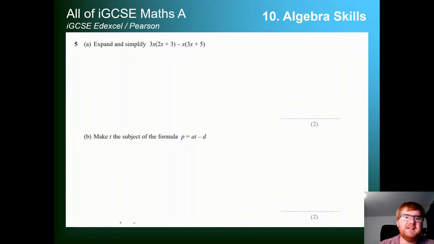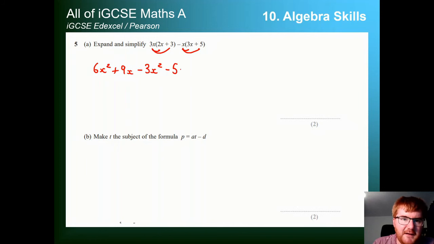And the next part here is expand and simplify. Very common idea here on the IGCSE course. Again, we've got 2 single brackets, so we're just doing the single hook for each of these. So let's go through this carefully. 3x times 2x, that's equal to 6x squared. 3x times 3 is plus 9x. Minus x times 3x is minus 3x squared. Minus x times 5 is minus 5x. So just be careful with those negative numbers. Then we collect up the like terms.